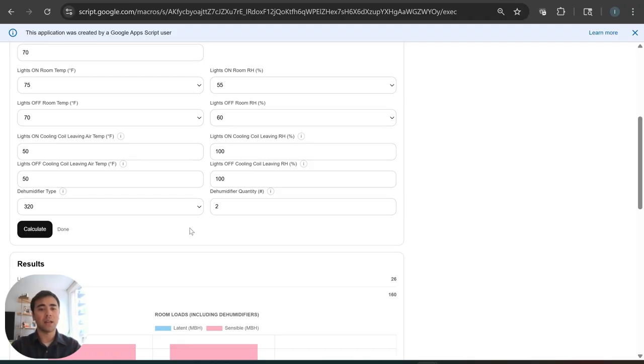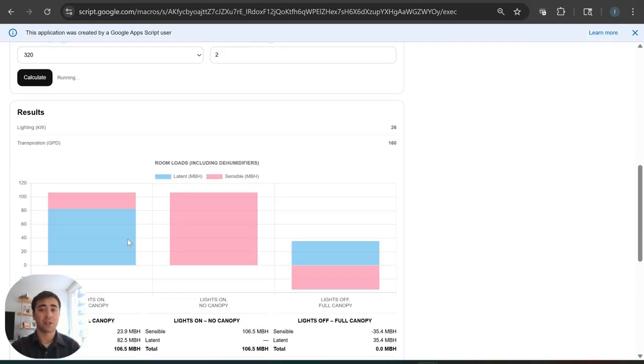So I'm going to go ahead and add 2 dehumidifiers to this system and click calculate, see how that impacts the results. Wait a few seconds for the results to load.